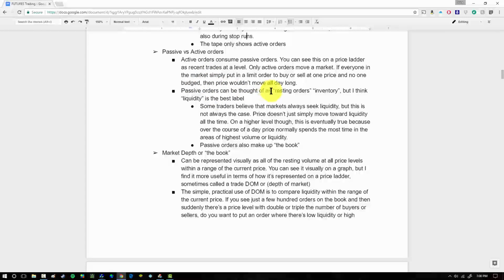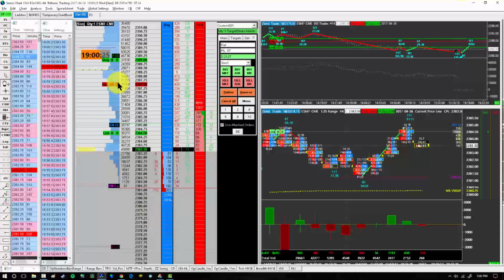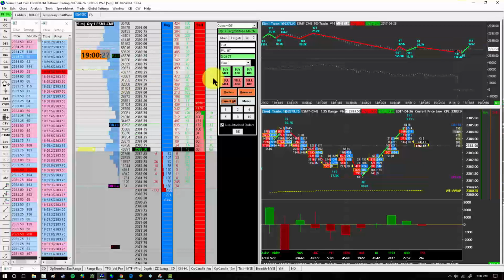Passive orders can be thought of as resting orders or inventory, but I think liquidity is the best label. Some traders believe that markets are always seeking liquidity, but this is not always the case. Sometimes you hear that markets always chase size, right? That's similar to this. So on the buy and sell columns, which by the way, if you click on this area, it puts in an order, so you don't want to do that. And just ignore this.